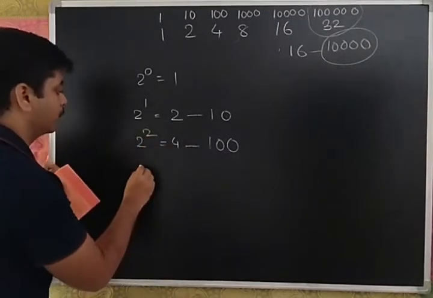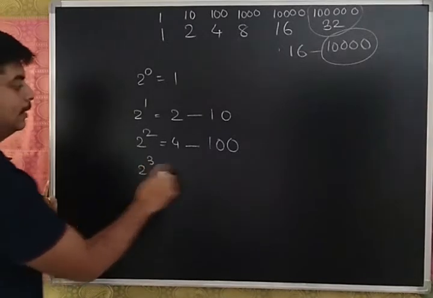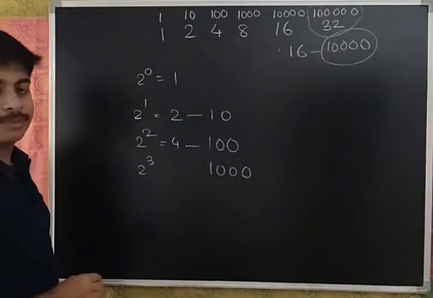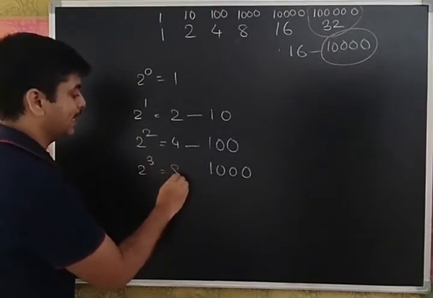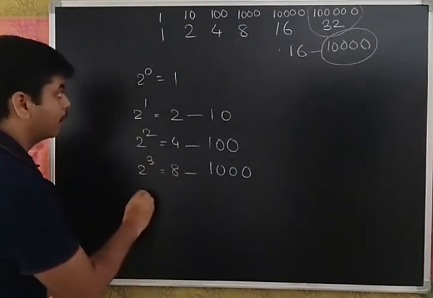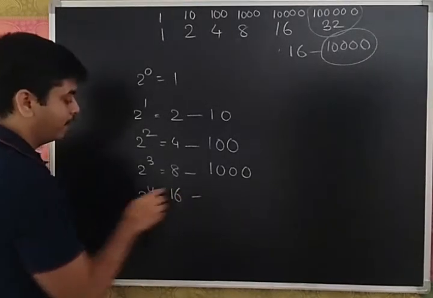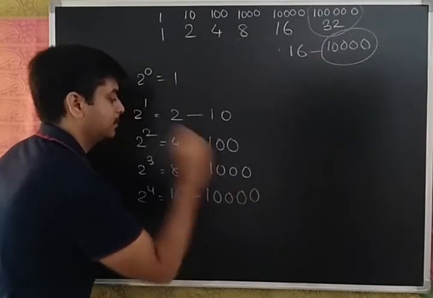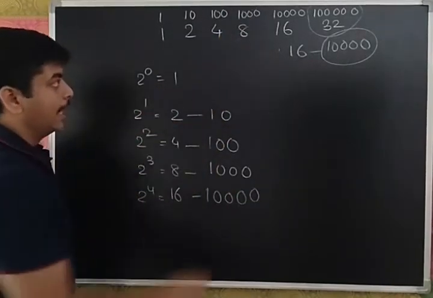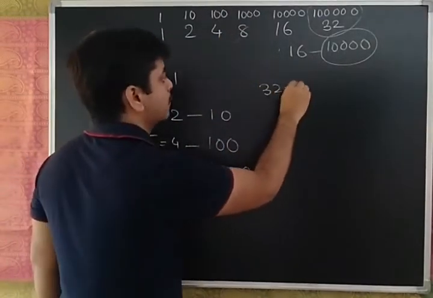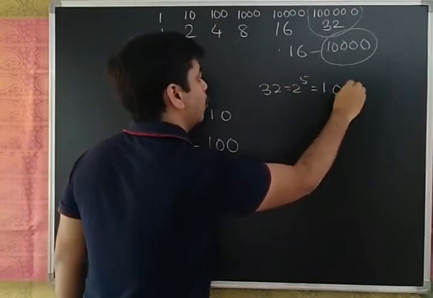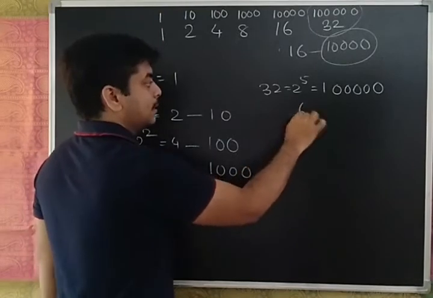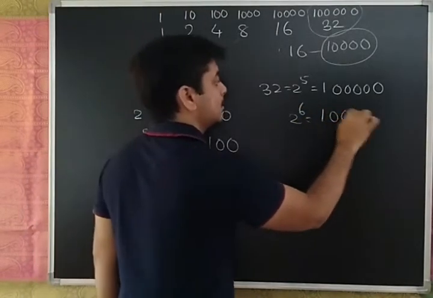This is 2 square. 2 cube, this is 3, so 1000 will be the binary equivalent for 2 cube, that is 8. 2 power 4, 16. You have 4 here, so 4 zeros will come here. The same thing, 10000. Next, 32 is actually 2 power 5, so you will have 1 followed by 5 zeros. Next, 2 power 6, you will have 1 followed by 6 zeros.